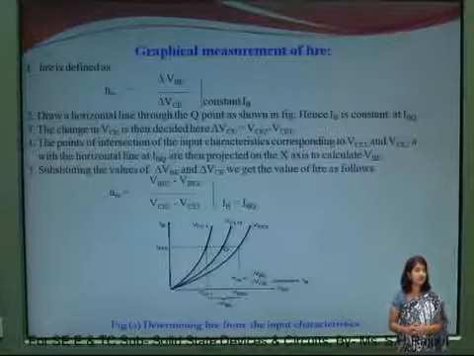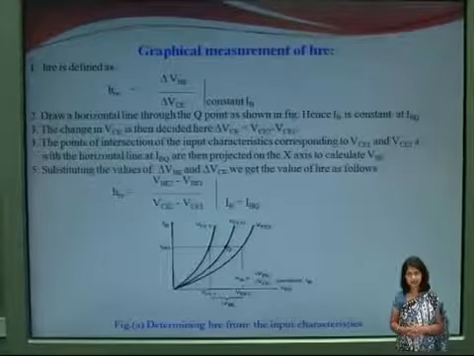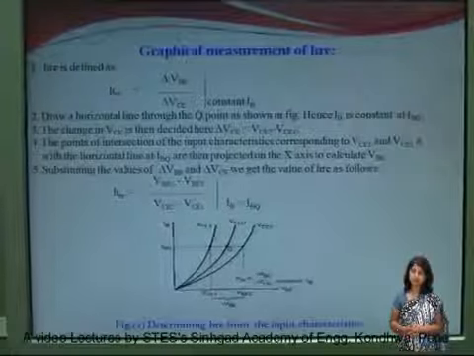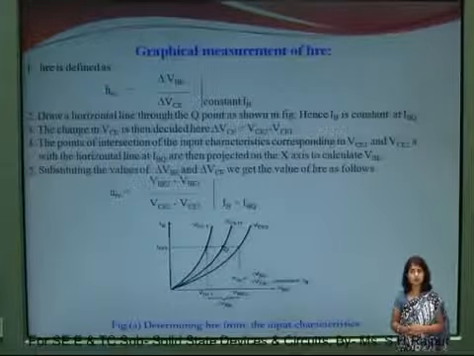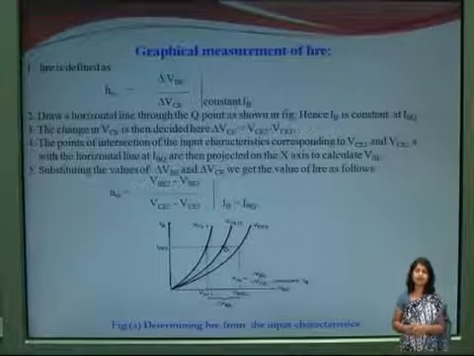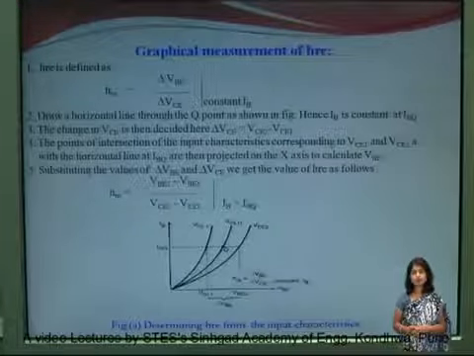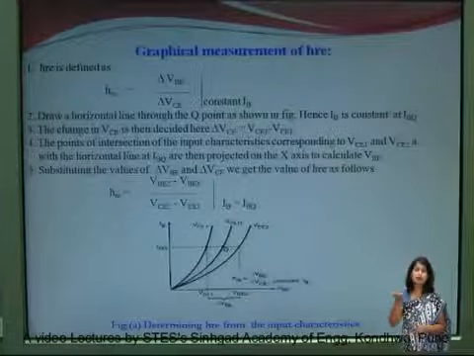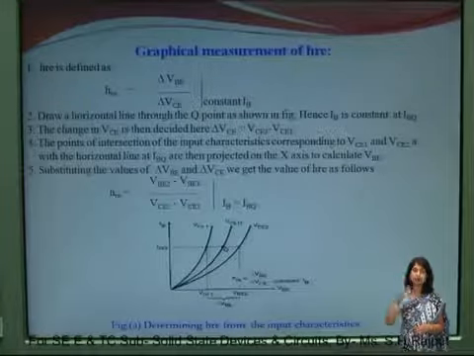Now we know hRE is the reverse voltage gain, which is given by del VBE divided by del VCE. Here we are going to consider IB to be constant. If we observe the graph carefully, that is a graph of IB versus VBE. Now we are going to draw a horizontal line through the Q point as shown in the figure, where the IB value remains constant.